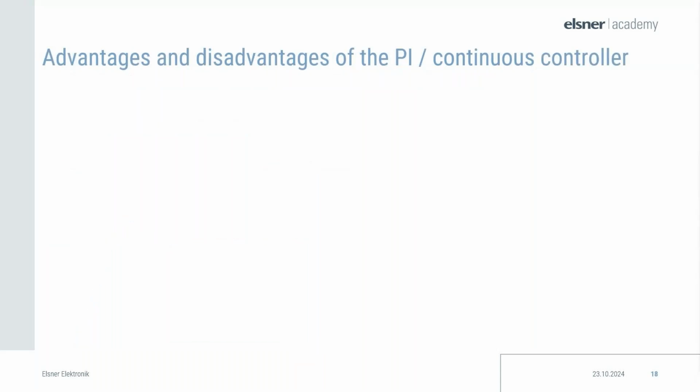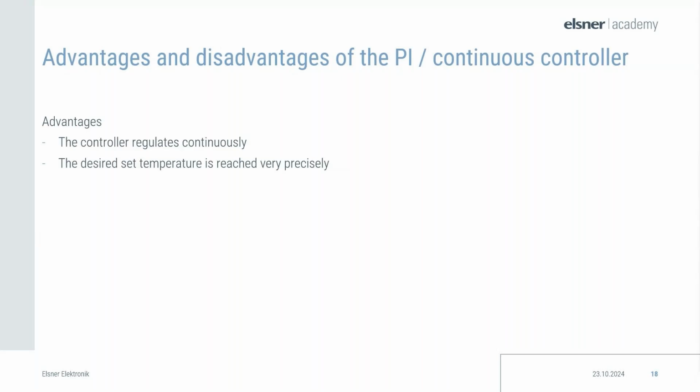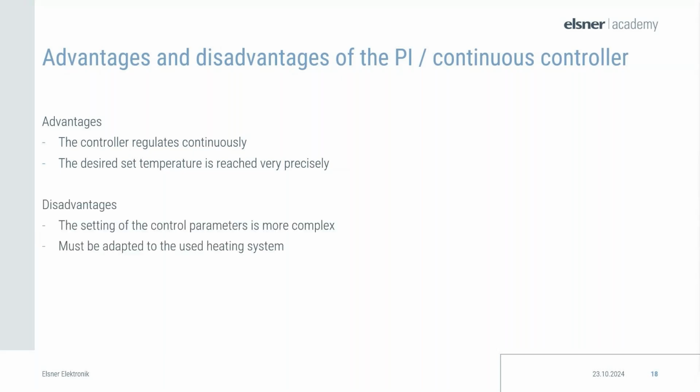Let's have a look at the advantages and disadvantages of the PI control or the continuous controller. The advantage is clearly that the controller regulates continuously. Also, the desired set temperature is reached very precisely, way more precisely than with the hysteresis. The disadvantage: the setting of the control parameters is more complex and must be adapted to the heating system used.